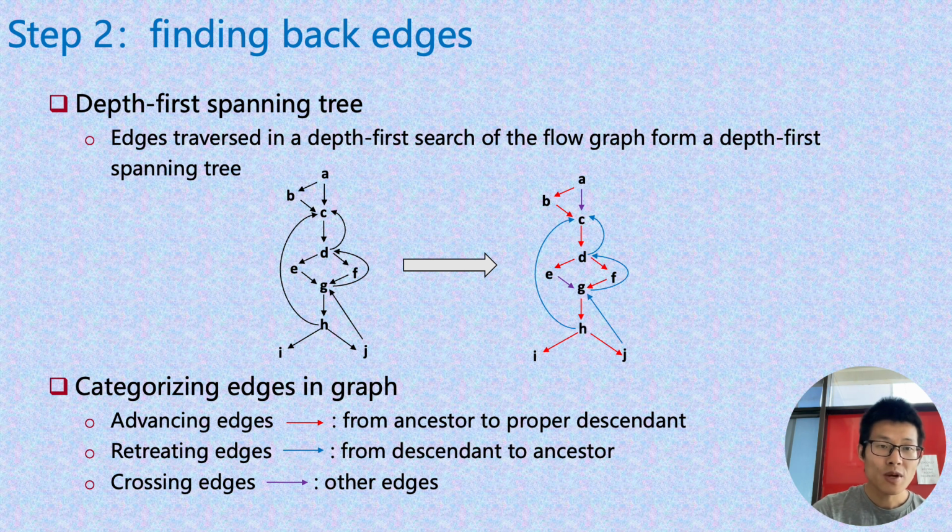The red edges are called the advancing edges. That is, the edges are always from the ancestors of the tree to its proper descendants. And the blue edges are called the retreating edges, which are from the descendants to the ancestors. And the other edges are called the crossing edges. For example, the AC edge in this flow graph is a crossing edge.